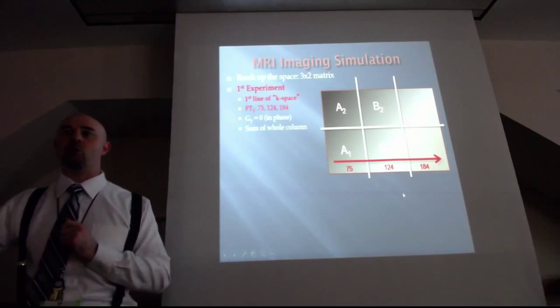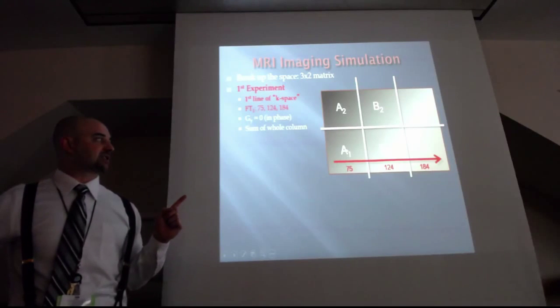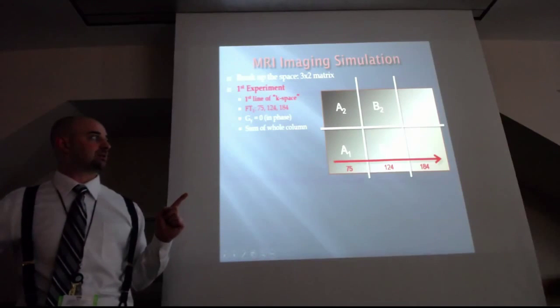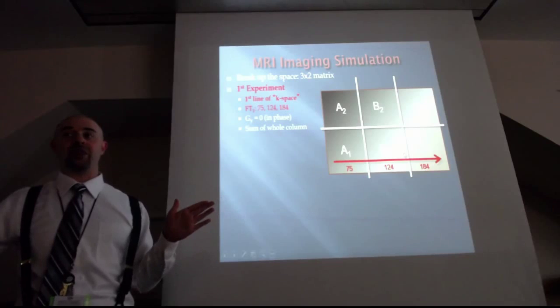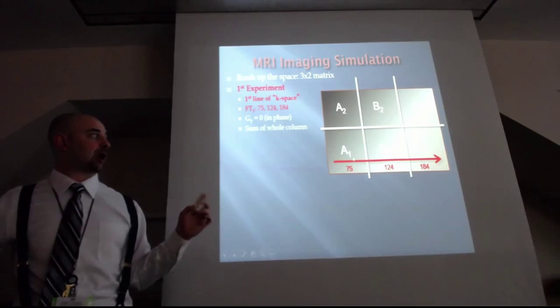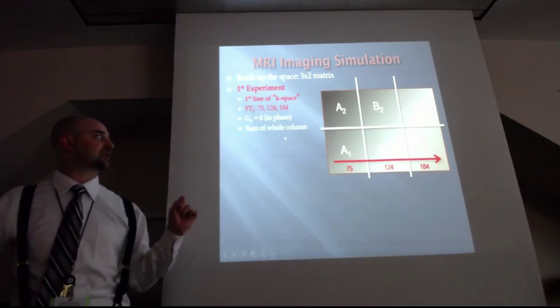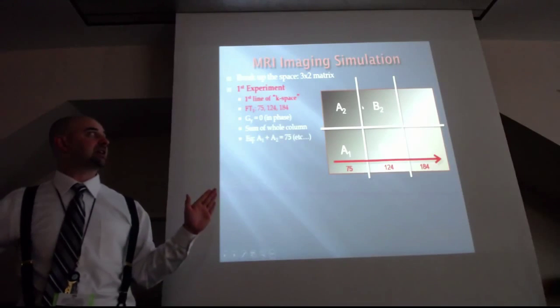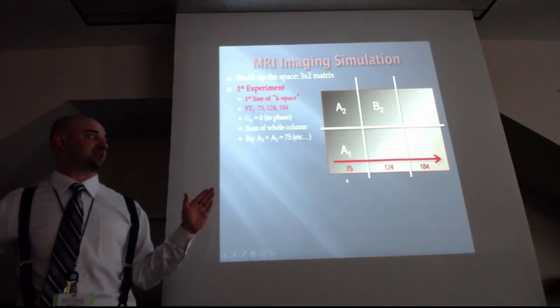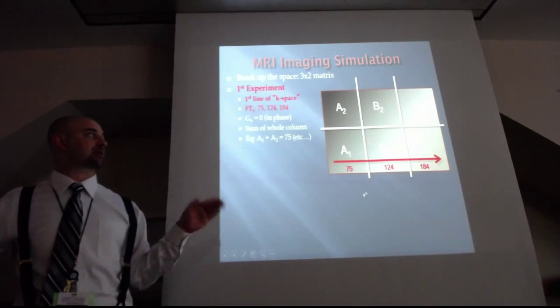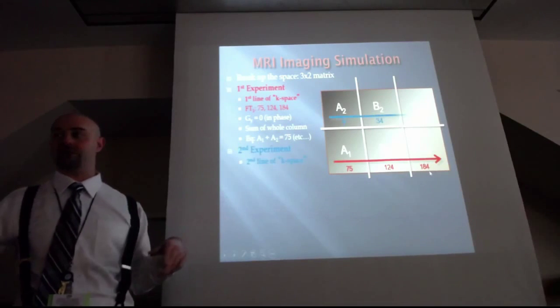Now what does GY 0 mean? That means if these spins are in phase with these spins, and here and here and here and here, then these total values are the sum of the 2 contributing individual cells, right? That would lead us to 3 equations. A1 plus A2 is 75. B1 plus B2 is 124, C1 plus C2 is 184.